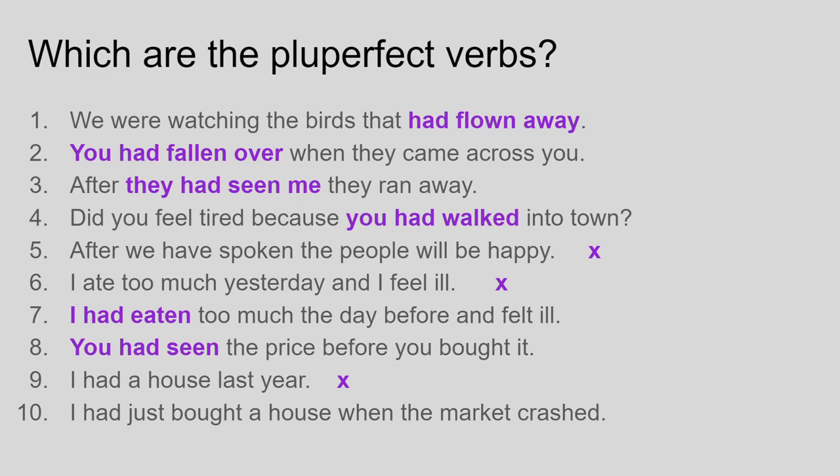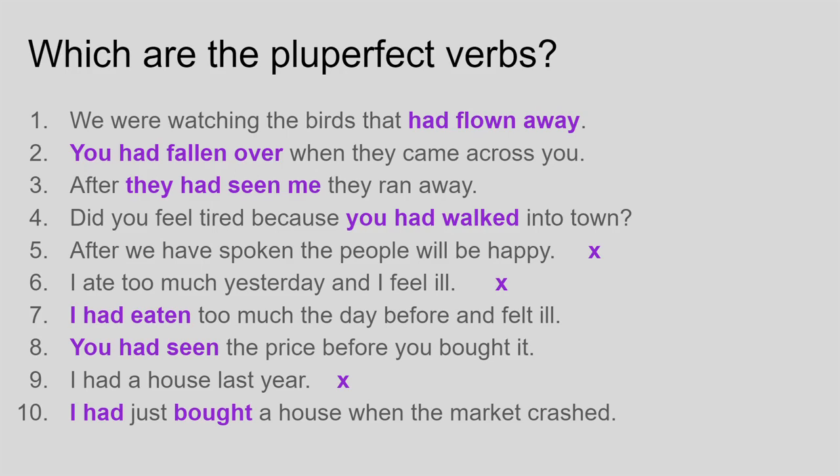For number 10, I had just bought a house when the market crashed. I had bought is my pluperfect. This had already happened when the market crashed. So how did you do on those? It can be tricky to spot in English, but it's actually super easy to spot in Latin.